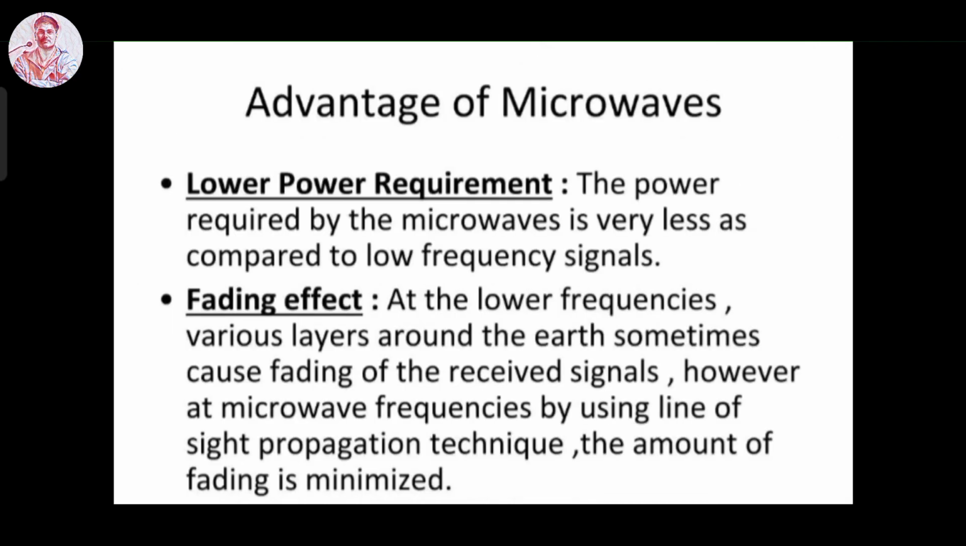Microwaves have various advantages. We will discuss a few of them. First is less power requirement. The power required by microwaves is very less as compared to lower frequency signals. Second is the fading effect. At lower frequencies, the various layers around the earth sometimes cause fading of the received signal. However, at microwave frequency, by using the line of sight propagation technique, this can be reduced. Line of sight means the microwave travels from source to receiver in a straight or direct pathway.